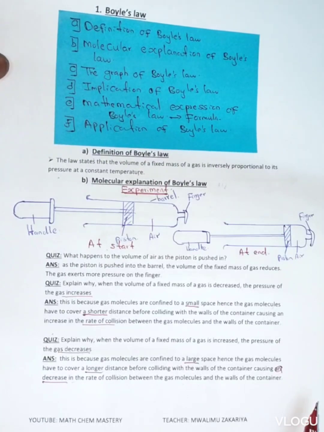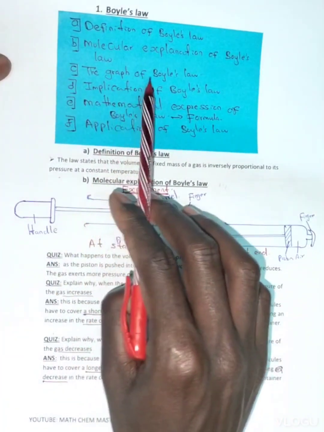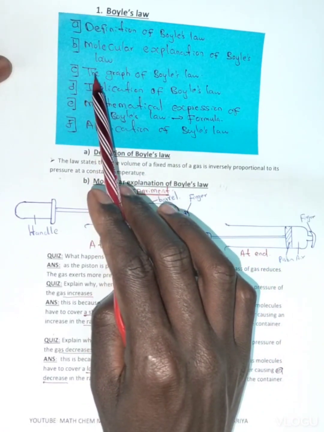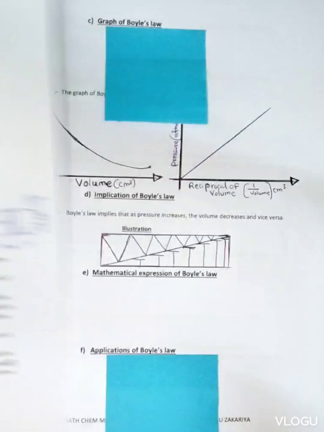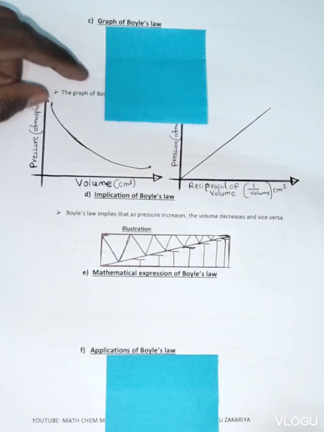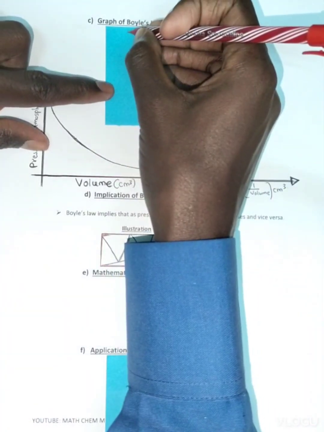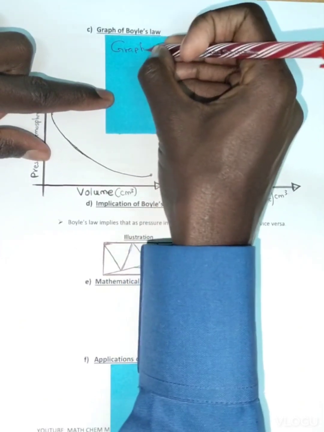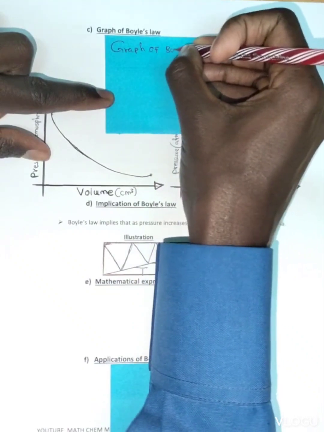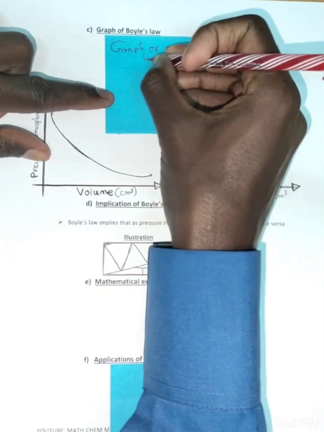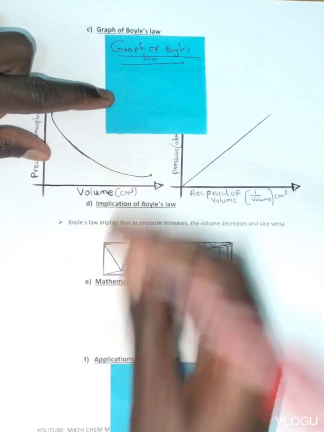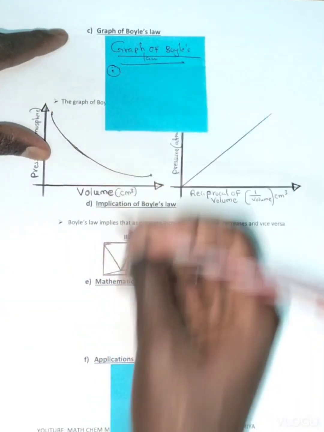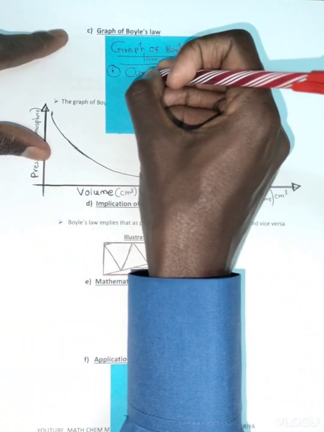Thirdly, let's see the graph of Boyle's law. We are done with the molecular explanation. We go now to the graph of Boyle's law. Now, one thing that we should know, for us to know the graph of Boyle's law. Let's consider this one. The normal graph of Boyle's law, when it is drawn, is a curve.